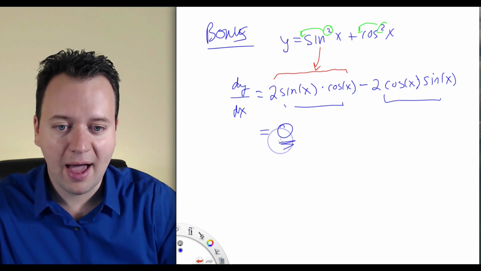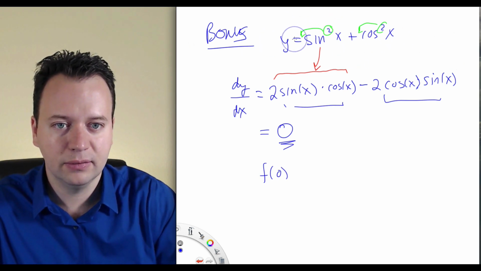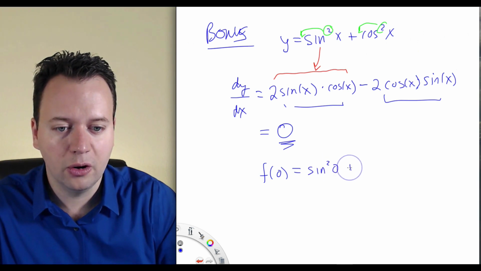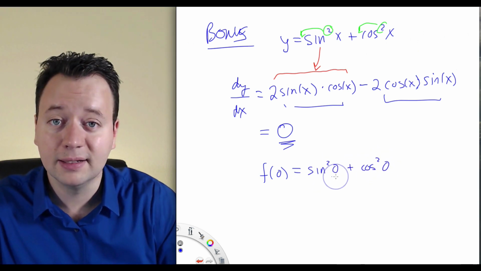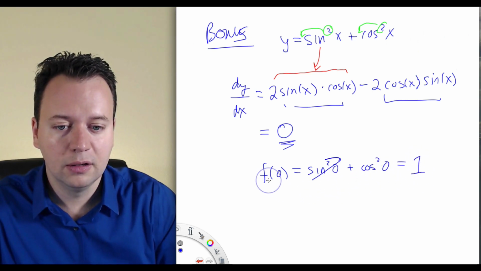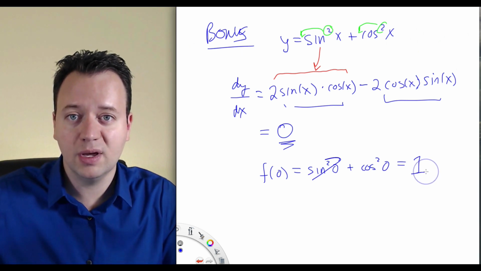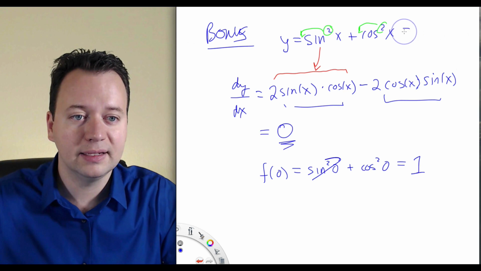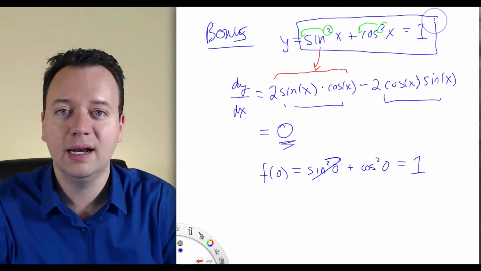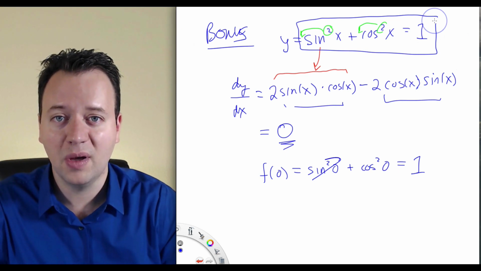And so we can evaluate it. So let's do f of 0. Let's say that this is f of x, sine squared x plus cosine squared x. f of 0 is sine squared of 0 plus cosine squared of 0. Now sine of 0 is 0, and cosine of 0 is 1. So initially the y value is 1, and since it's a constant function because it has 0 derivative, it has to equal 1 for all values of x. So we just proved the trigonometric identity that sine squared x plus cosine squared x is equal to 1 using calculus and the basic derivative rules.